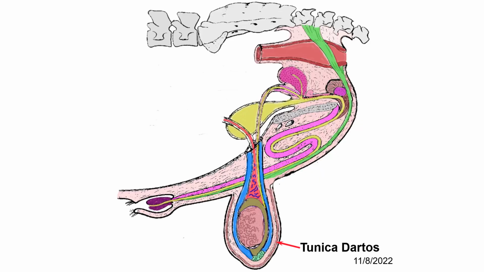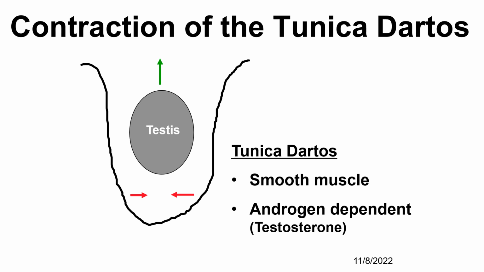So this is a diagram of the reproductive tract of the bull, showing the different parts. And in this figure, we're going to focus on a muscle that is found beneath the scrotum or the scrotal skin, and that is the tunica dartos. The tunica dartos is the muscle that is involved in temperature regulation. It is extremely sensitive to testosterone. It is a smooth muscle, which means that it can contract for a long period of time.